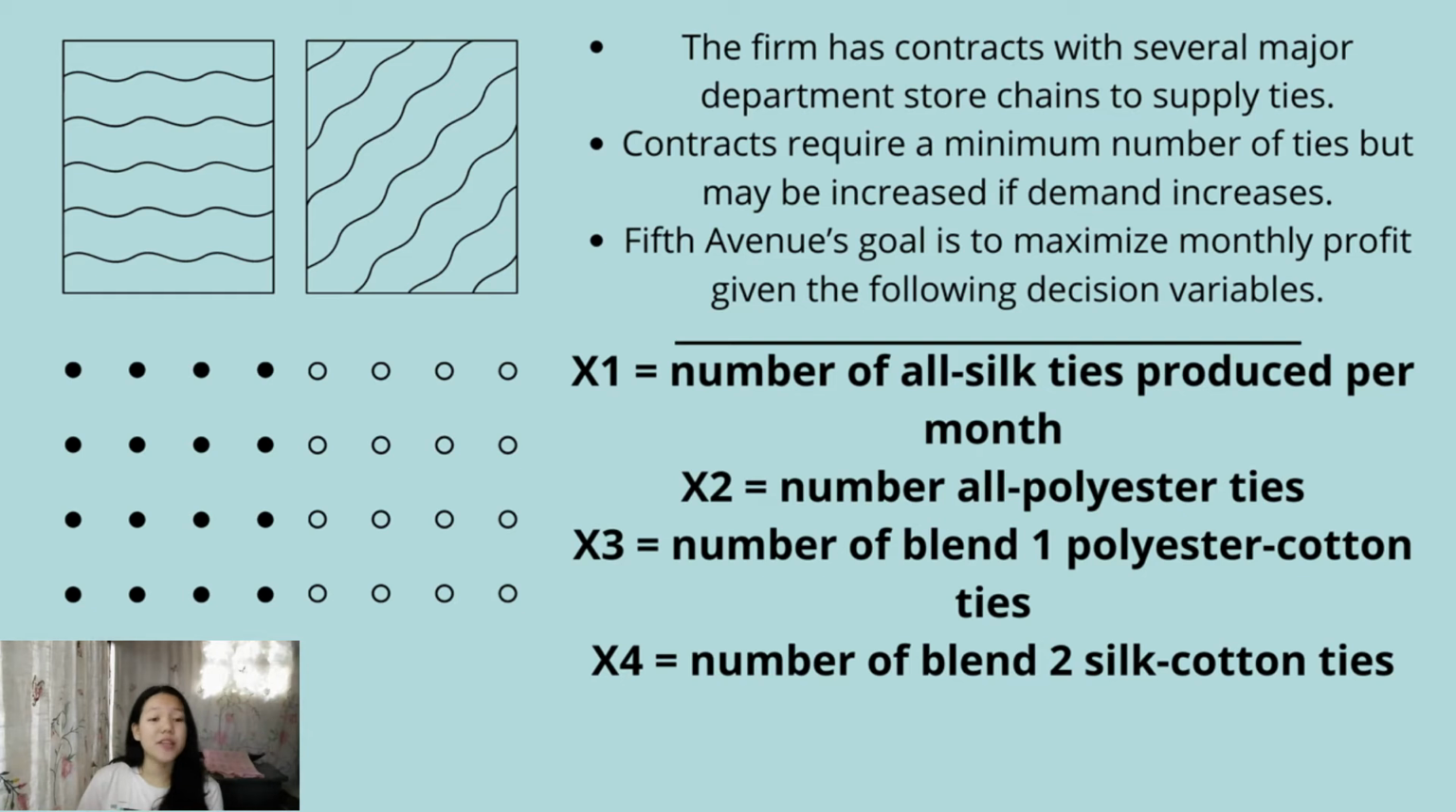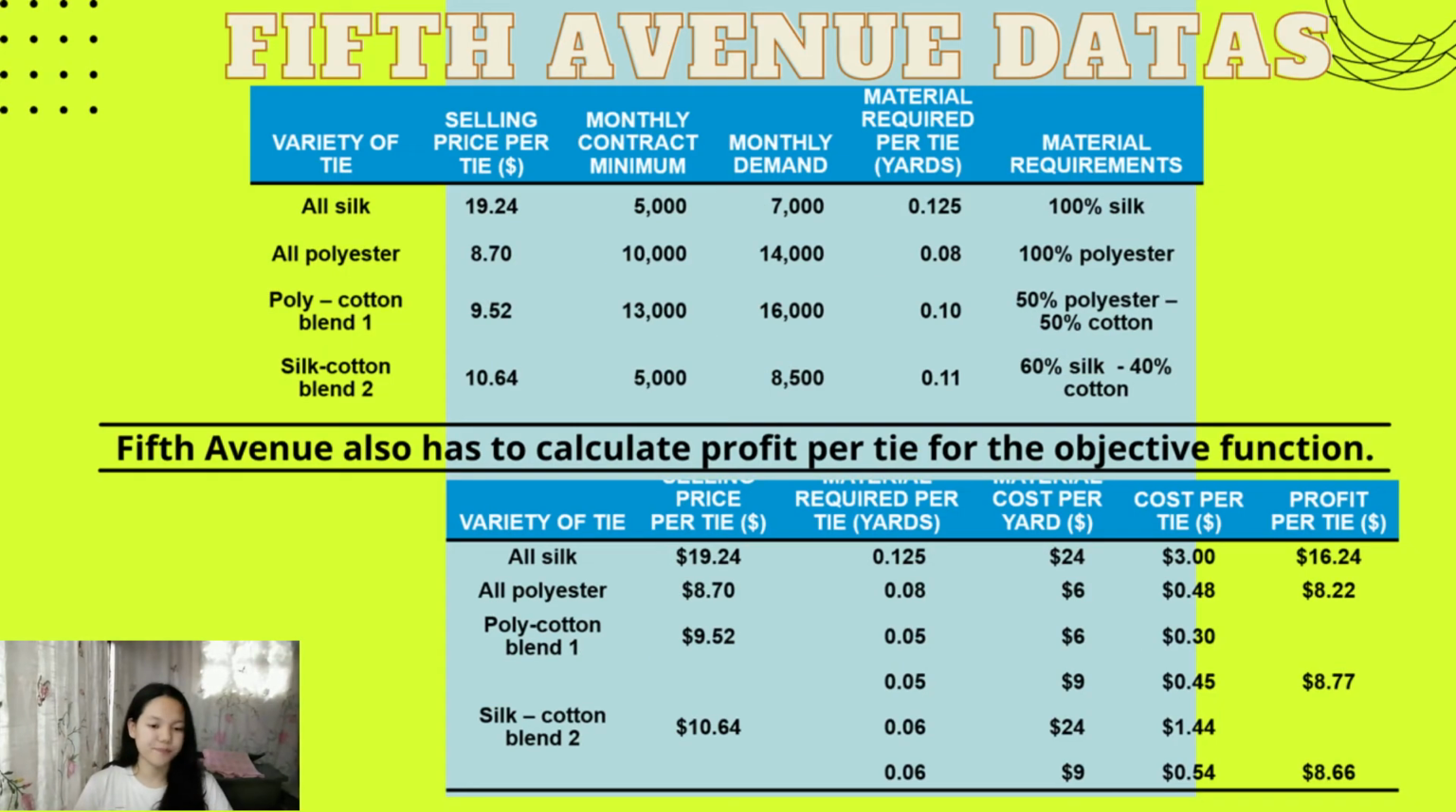And Fifth Avenue's goal is to maximize monthly profit given the following decision variables. So here are the variables, X sub 1 to X sub 4. For X sub 1, you have the number of silk ties produced per month. X sub 2 is the number of all polyester ties. X sub 3 is the number of blend 1 polyester cotton ties. And X sub 4 is the number of blend 2 silk cotton ties.